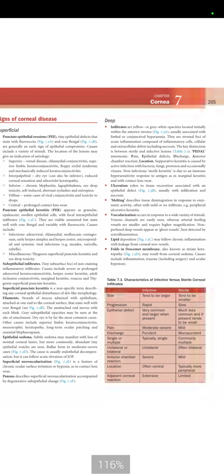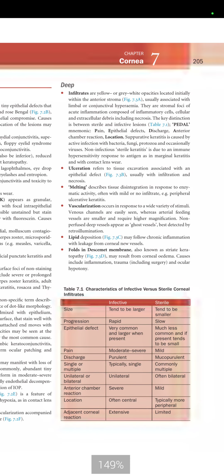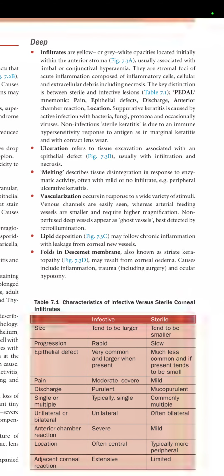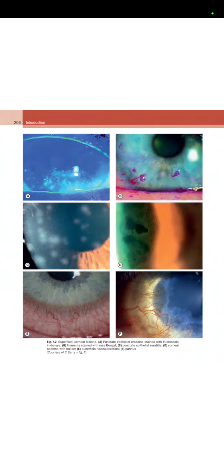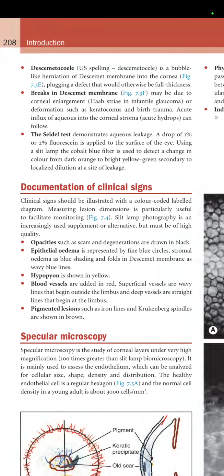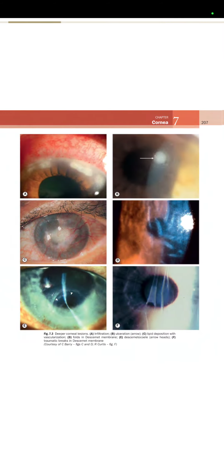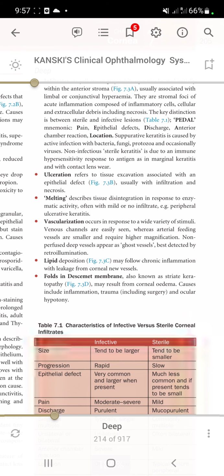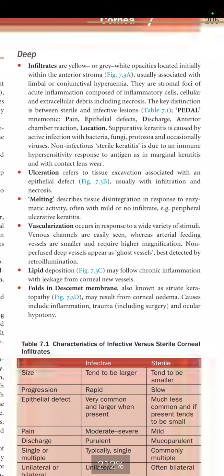Now we are going to start with the deep corneal signs. Deep corneal signs are infiltrates, ulceration, melting, vascularization, lipid deposition, folds in Descemet membrane, descemetocele, break in Descemet membrane, and the Seidel test. So what are the deep signs? Infiltrates are yellow or gray-white opacities located initially within the anterior stroma.